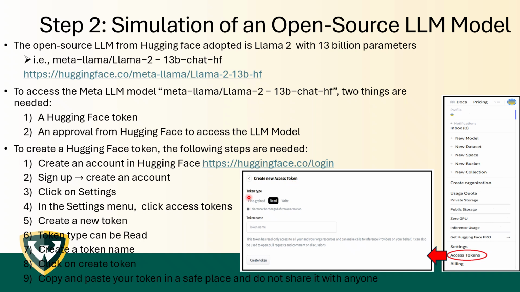After that, we can select the type of the token to be created, where in this case, we can select the read type, and then we need to name the token. After naming the token, we can click on Create Token, and then copy and paste the created token in a safe place without sharing it with anyone.